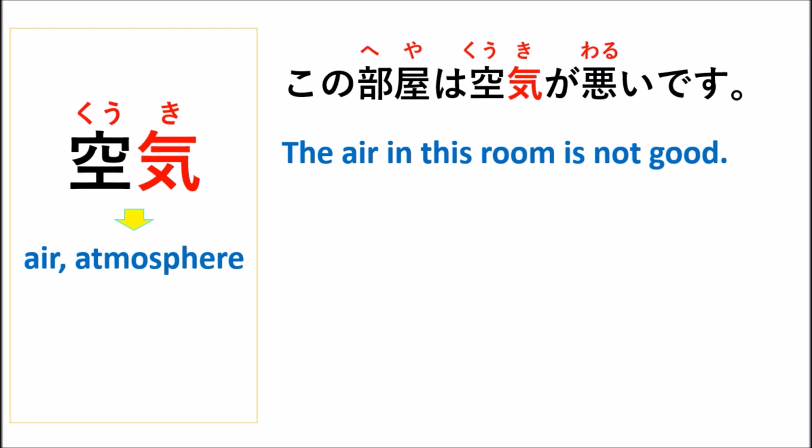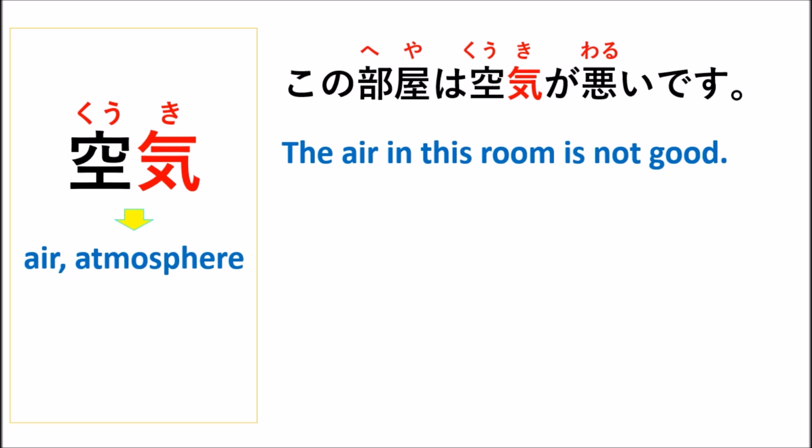And here they say kuki, so when we put the kanji of the sky and the kanji of the climate together, it means the air or the atmosphere. Kono heya wa kuki ga warui desu. Kono heya wa kuki ga warui desu, which means the air in this room is not good, or the atmosphere in this room is bad.